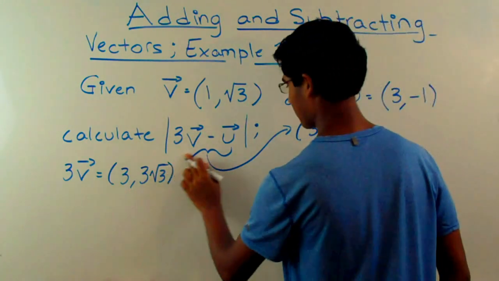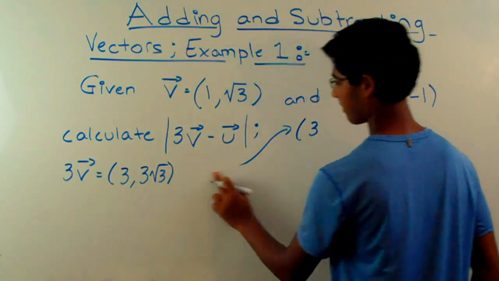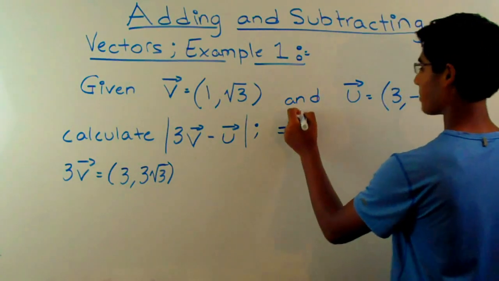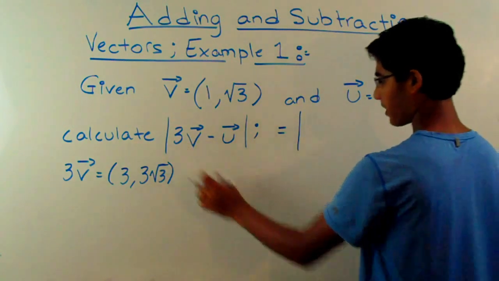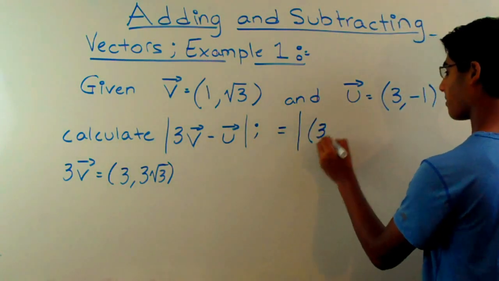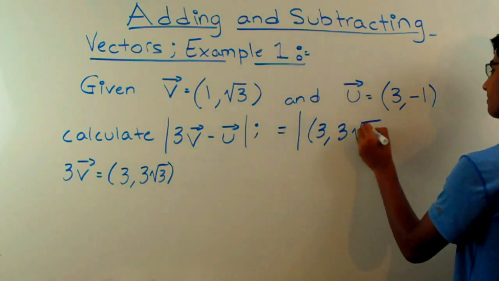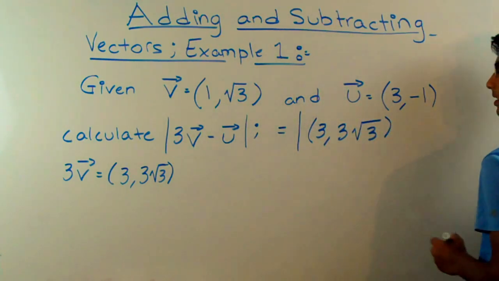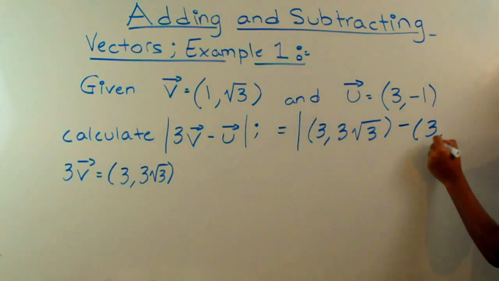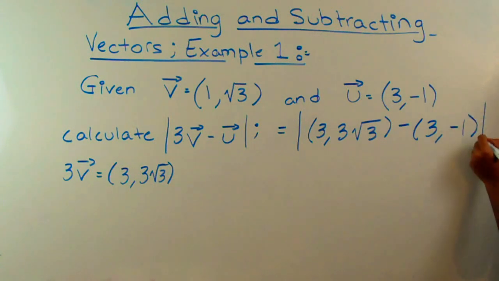So 3v we know is the vector 3. And actually, let's just move over and say that we're doing this entire thing. So we have the absolute value of the vector 3v, which is the vector 3 comma 3 square root of 3, minus vector u, which is 3 comma negative 1. Now this is also pretty simple. It's a little bit different than scalar multiplication though.